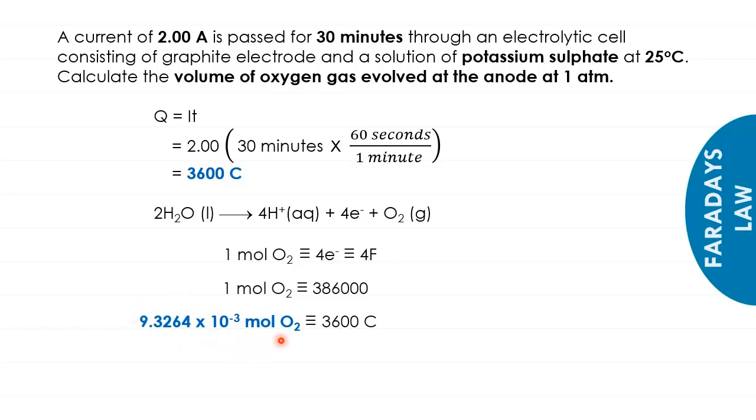So from this number of moles, we get to know the volume of oxygen gas evolved at room temperature as stated here, 25 degrees C. So we know the volume at room temperature is equal to 24 liters. So if we have this amount of mole, we need to times it by 24, and lastly we'll get 0.224 liter of oxygen gas evolved at the anode at RTP.